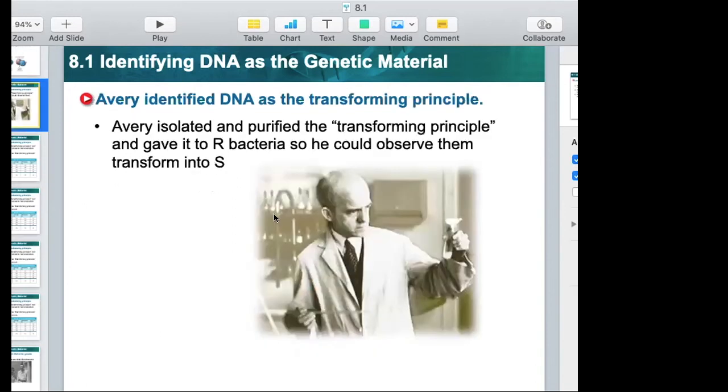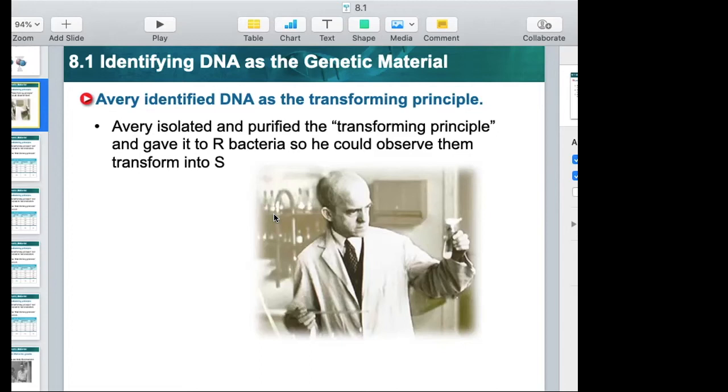Another scientist a little bit later on, Avery, isolated and purified the transforming principle. So Frederick Griffith said that there is a transforming principle, but he was not able to isolate it and figure out what it was. But other scientists at the same time were able to take out that chemical and figure out what this was.